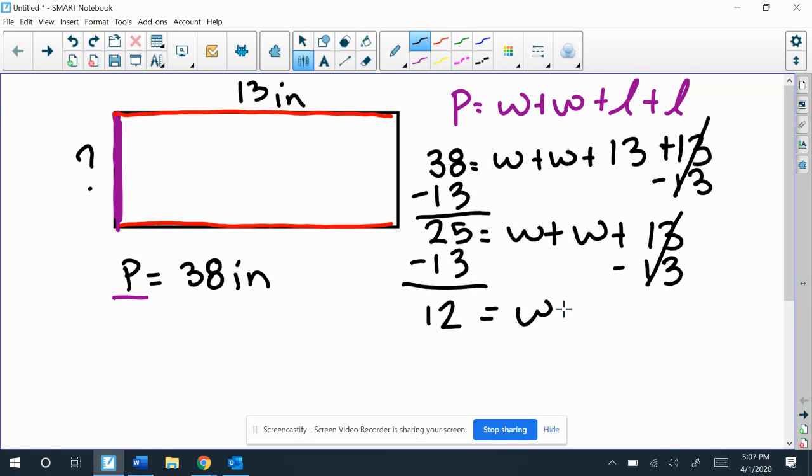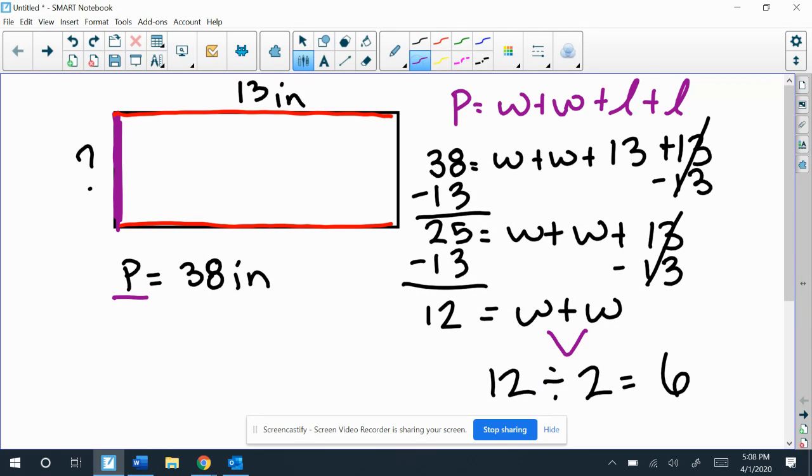12 and 2 W's. Well, if I have 2 W's, that means that I need to split 12 up into 2 because my W is for 2, not just 1. So I'm going to take 12, I'm going to divide it into 2, and this should give me my missing side. So 12 divided by 2 equals 6.